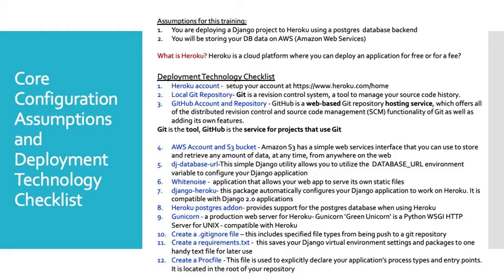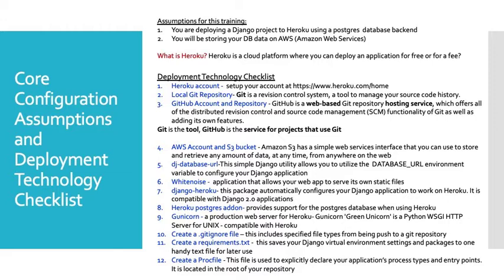AWS, as we mentioned before, Amazon Web Services, has something called an S3 bucket. This is a place where we can store data so that we'll be able to retrieve it. So we're going to see how Amazon Web Services, which is actually another cloud product, works with Heroku.